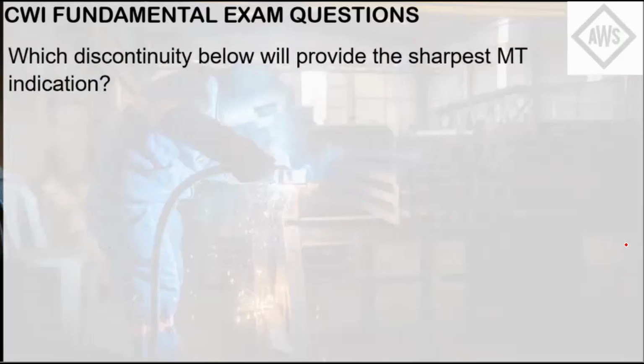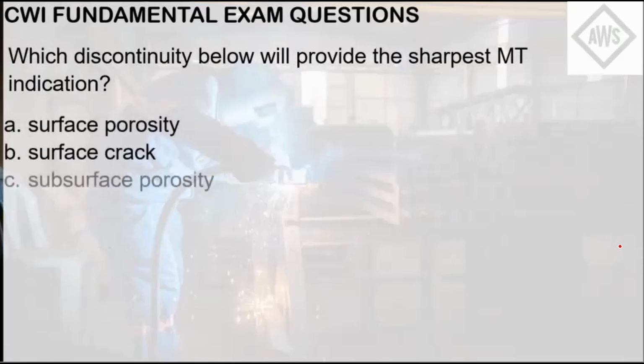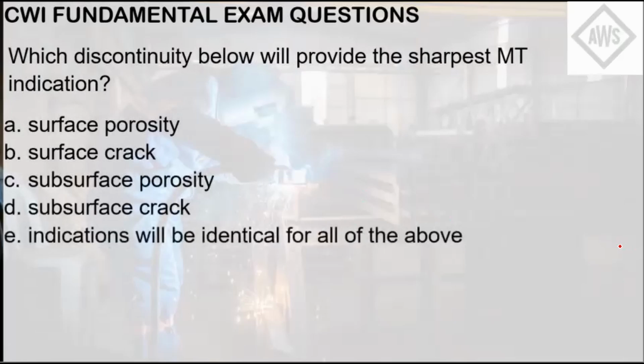Which discontinuity below will provide the sharpest MT indication? Letter A, surface porosity. Letter B, surface crack. C, subsurface porosity. D, subsurface crack. E, indications will be identical for all of the above.